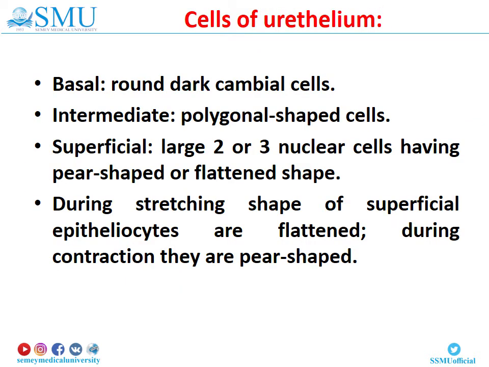Cells of urothelium. Basal layer contains round, dark cambial cells, which are source of regeneration. Intermediate layer contains polygonal shaped cells. In the superficial layer, large 2 or 3 nuclear cells having pear-shaped or a flattened shape. During stretching, shape of superficial epitheliocytes is flattened. During contraction of the organ, they are pear-shaped.